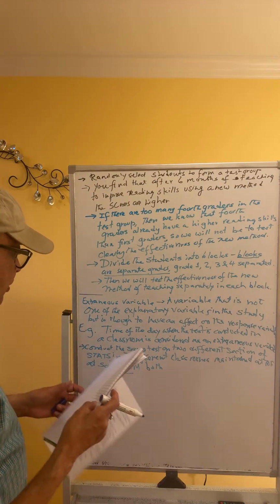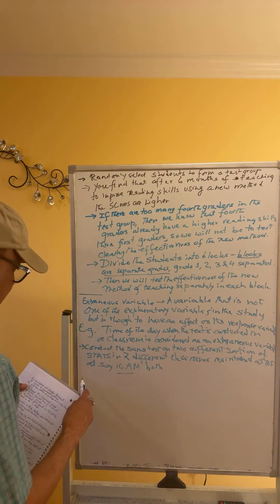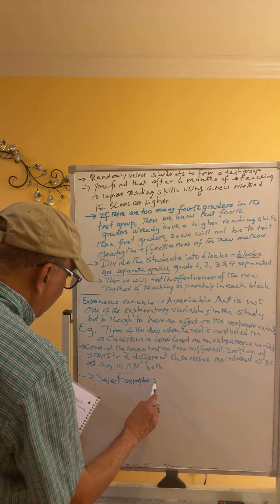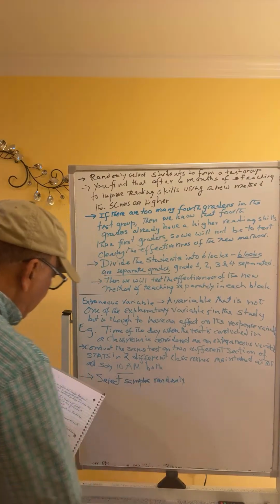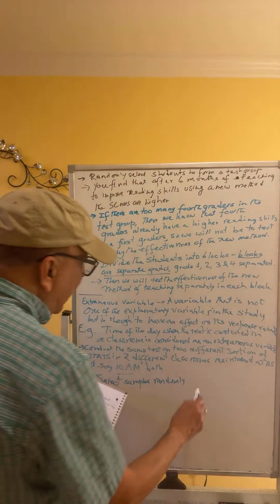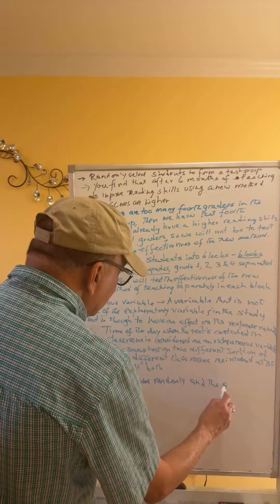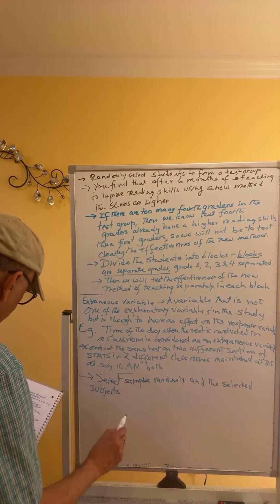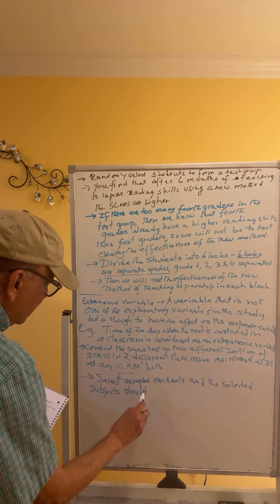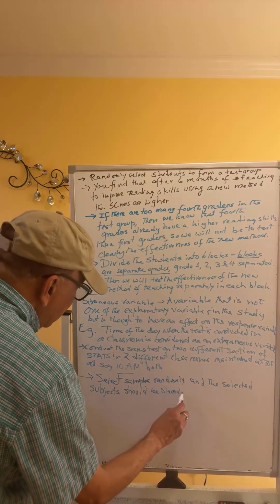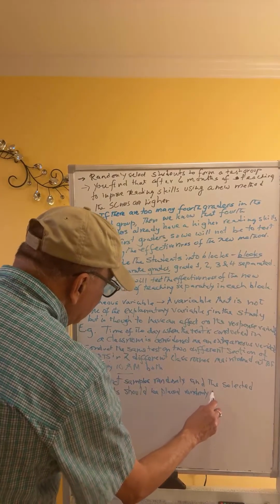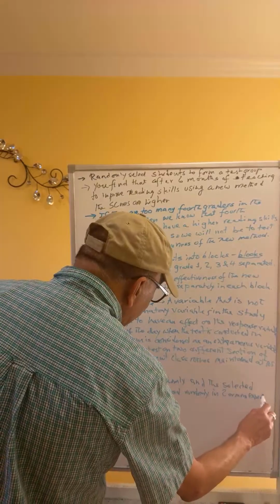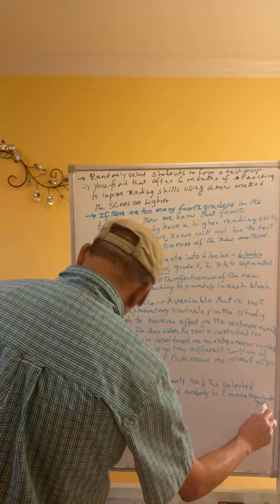Okay. Now let's talk about how we should select samples randomly, without any preference, and the selected subjects should be placed randomly in two or more experimental groups.